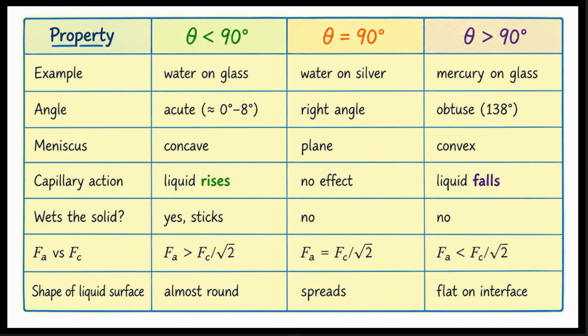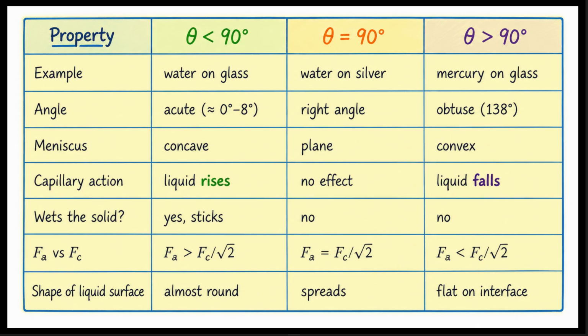Let us put the 3 regimes side by side. When theta is less than 90 degrees, as with water on glass, the meniscus is concave, the liquid rises in a capillary, the solid is wetted, adhesive force exceeds cohesive force divided by root 2, and the free surface curves up to nearly a half sphere at the wall.